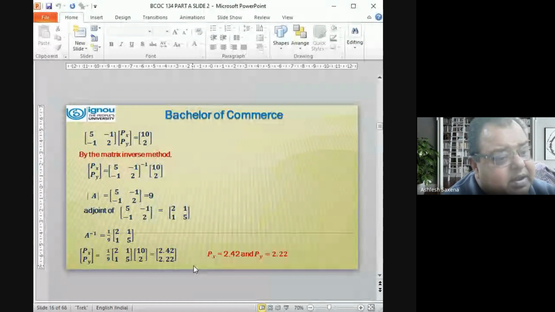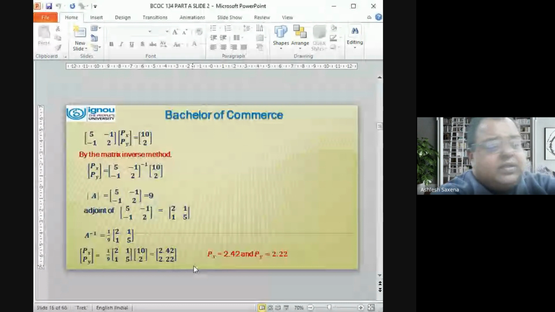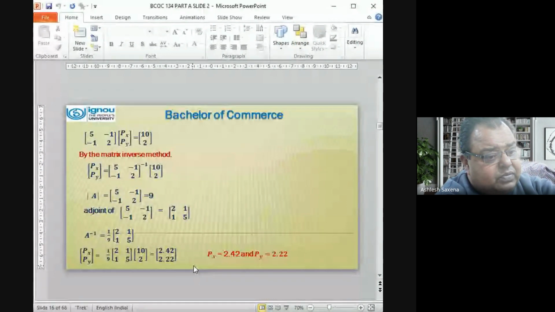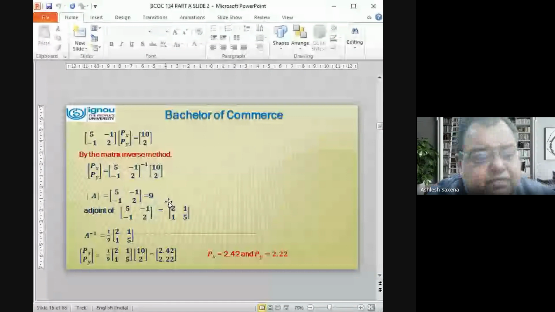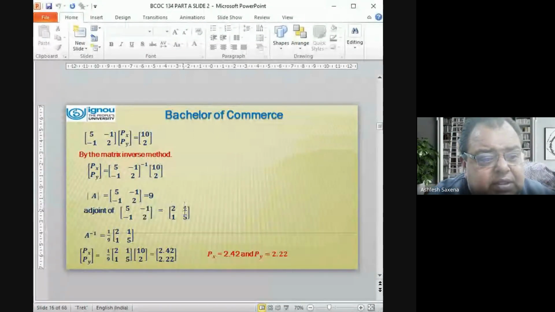Similarly, we have to find the adjoint. So we will get the adjoint as 5, minus 1, minus 1, 2. We have to convert that into the adjoint of this, which will be this. A inverse will be equal to 1 by 9 into this matrix. Now we have to calculate this value.